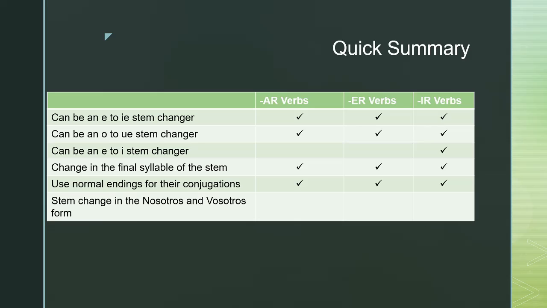And just as a side note, that applies for whether you're talking the present tense, whether you're talking the preterite tense. It just applies in the nosotros and the vosotros form.